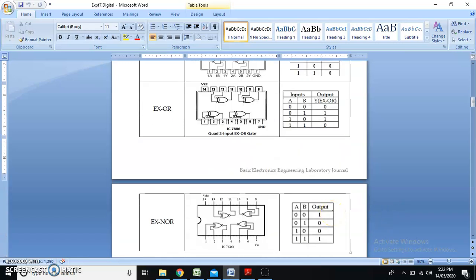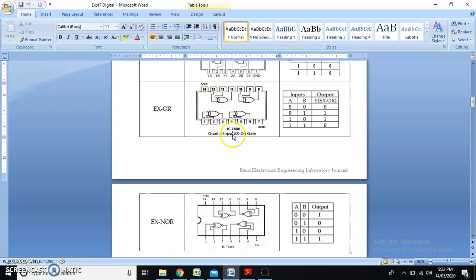Now comes the XOR gate. XOR gate is exclusive OR. It is again an OR, means performing an addition, but it's a special addition. And what is that special condition? If both the inputs are same, then the output is 0. If both the inputs are different, then only the output is high, else the output is 0.